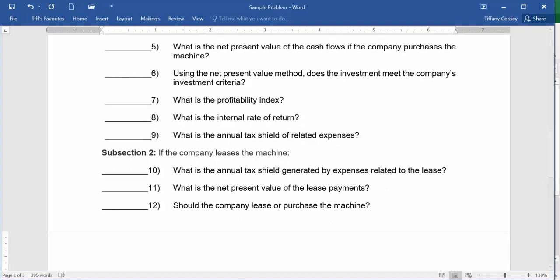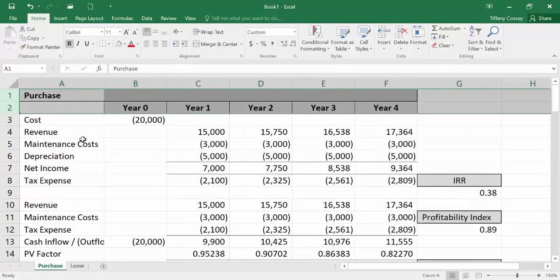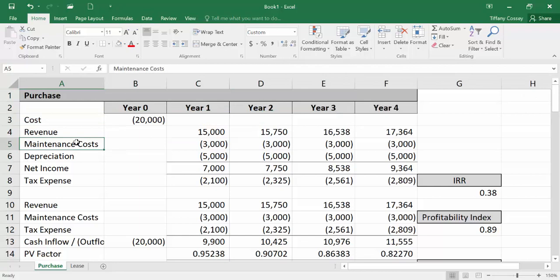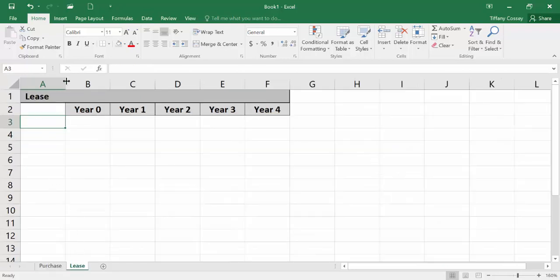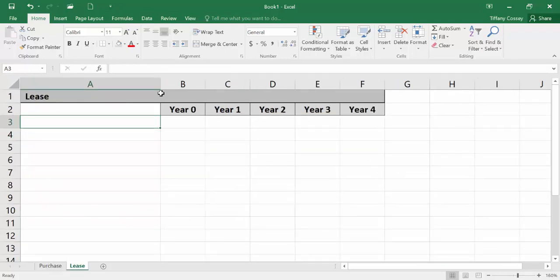So when we purchased the machine, the expenses we had were maintenance costs and depreciation. We don't have either one of those for an operating lease because the problem tells us that the company that's leasing the machine to us will take care of the maintenance, and we know that we don't have depreciation because we don't have any ownership rights in the machine. So the only expense we have going out the door that would generate any kind of a tax shield for us would be the lease payments themselves.